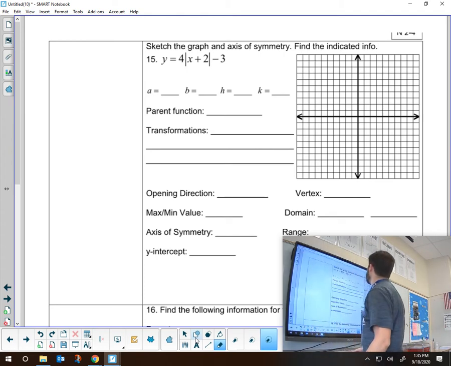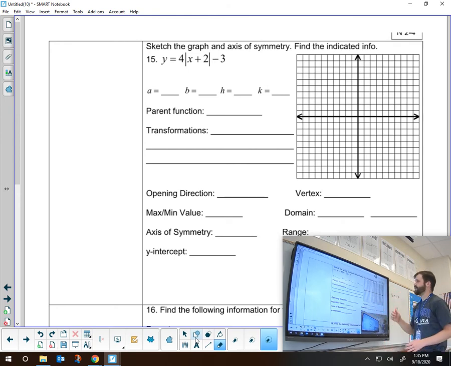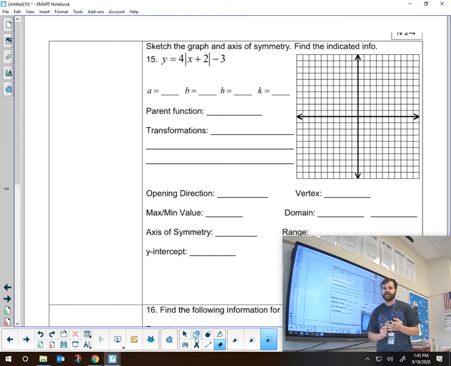We are going to start with number 15. And so remember, we have A, B, H, and K. For this particular problem, let's see what we have here. My A is going to be 4. My B, well, I don't really have a B because there's nothing in front of that X on the inside of the absolute value. So my B is just going to be 1.